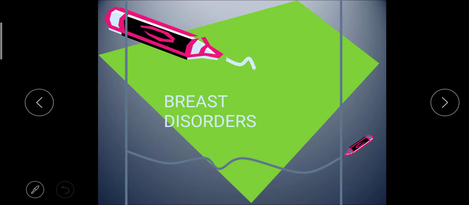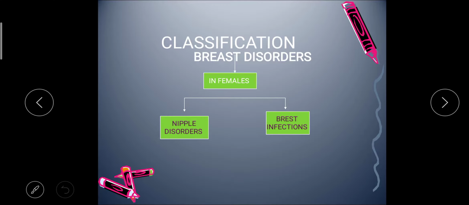Hello everyone. In today's class we are going to discuss breast disorders, which comes under unit 10. So let's start. First we are going to see the classification of breast disorders. In females there are two categories: one is nipple disorder, and one is breast infection.